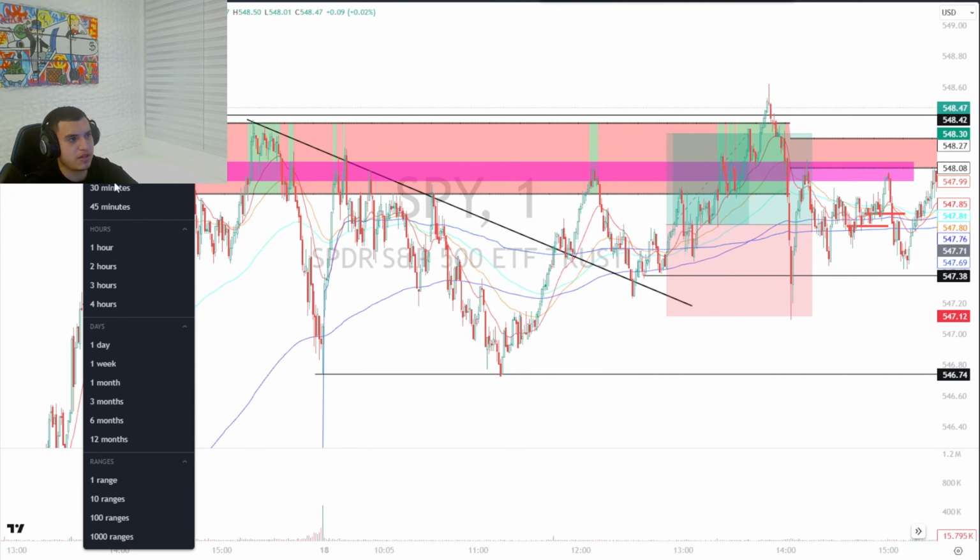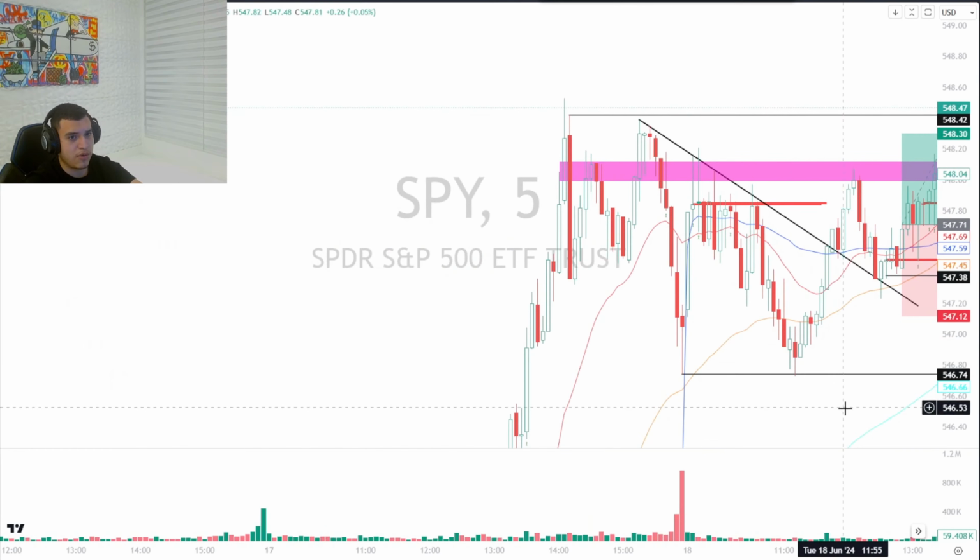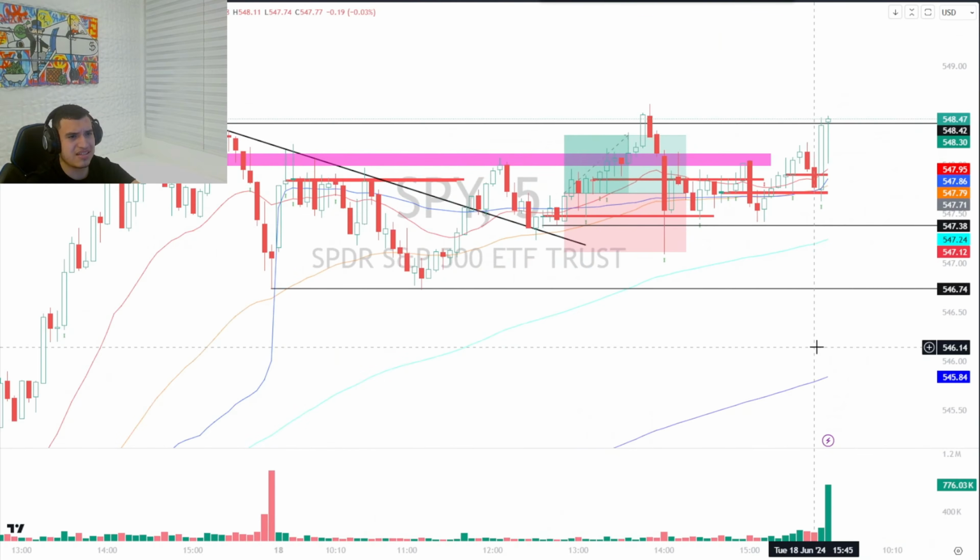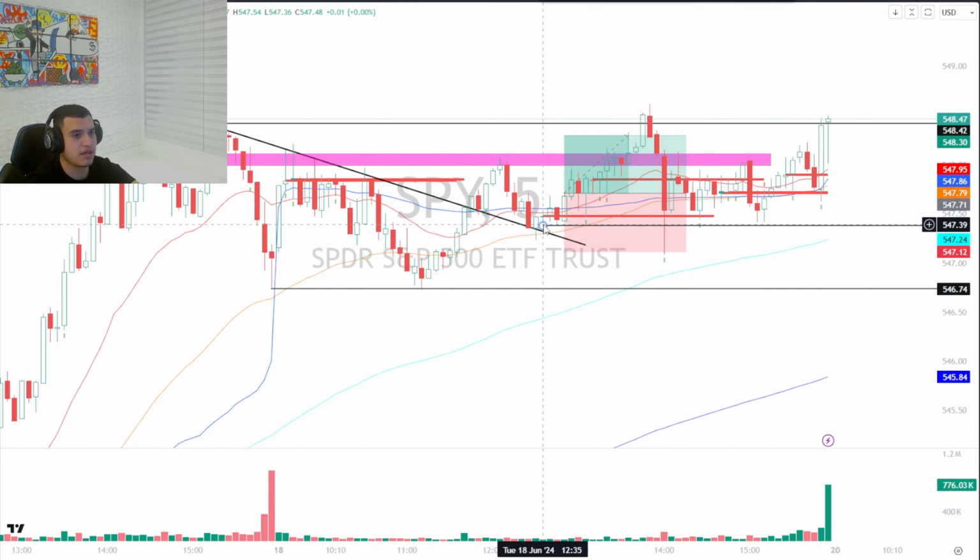Let's go back to the 5-minute chart. Another important thing, I'm usually day trading on the 5 to 15-minute chart. So now that we have that out of the way, we can see that I entered right here on this trade, more or less. Why did I enter right there, guys?